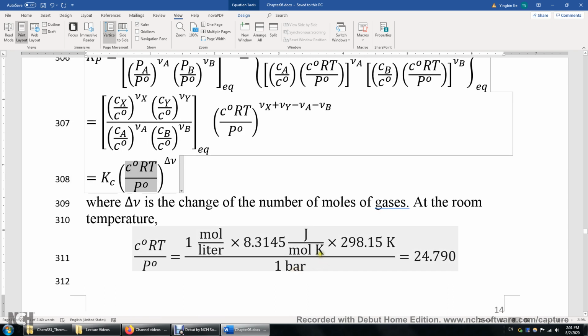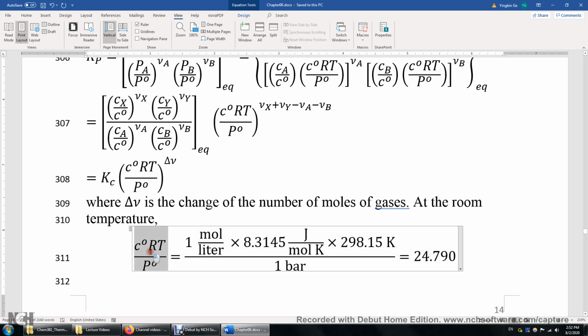If we know what the temperature is, we can compute this part. If the temperature is the room temperature, we'll just look at C0 times RT over P0. C0 is 1 mole per liter or 1 molar, and then we have R here, and we have temperature, we have pressure. P0 is 1 bar. 1 bar is 10 to the power of 5 pascals. 1 liter is 10 to the power of -3 cubic meter. So after you do the conversion, you'll see the result is roughly 25. So really Kp equals Kc times 25 to the power of delta nu.